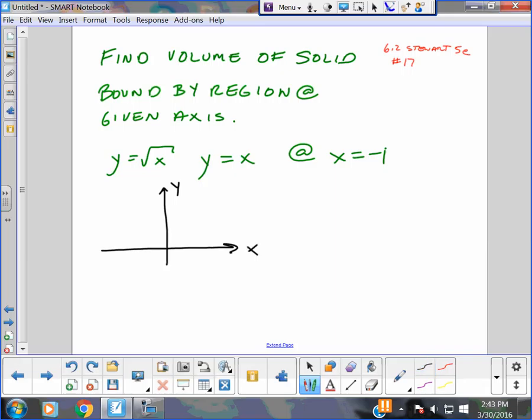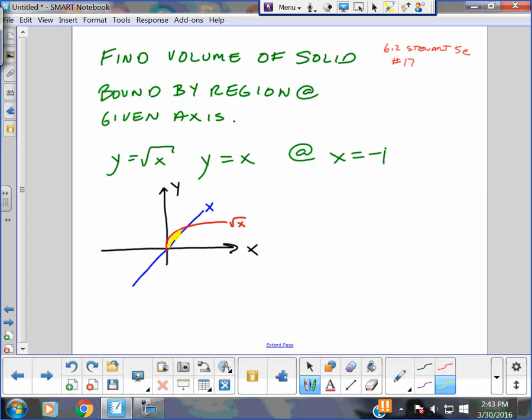we know y equals x is just a 45-degree line. We recognize that the square root of x is a little curve. And so our region is right there. And this is not a great picture.